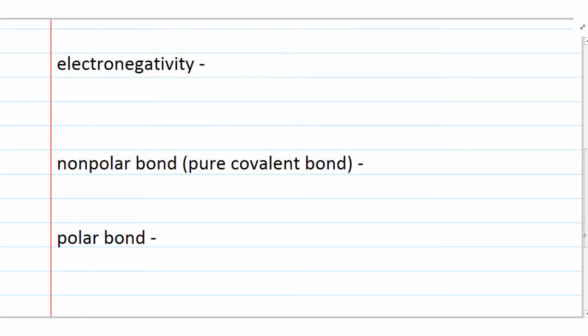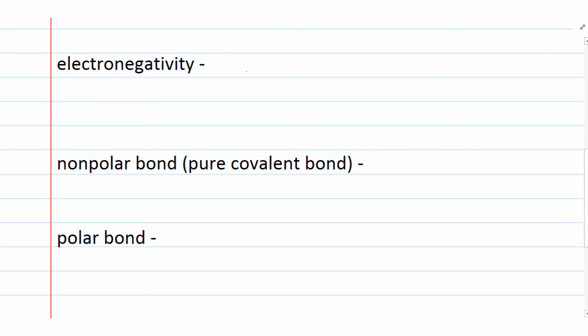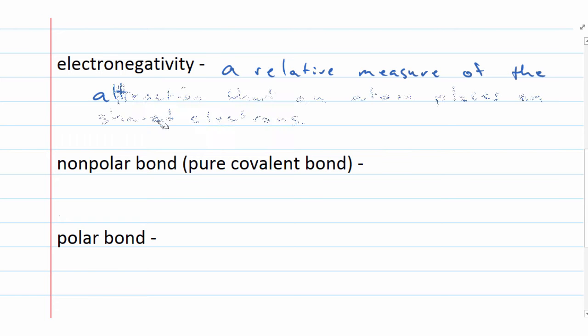Today, I often say, is probably the most theoretical lecture of the semester, and it is based on the concept of electronegativity. And so we're going to start by defining what that is. We define electronegativity like this: a relative measure of the attraction an atom places on shared electrons.